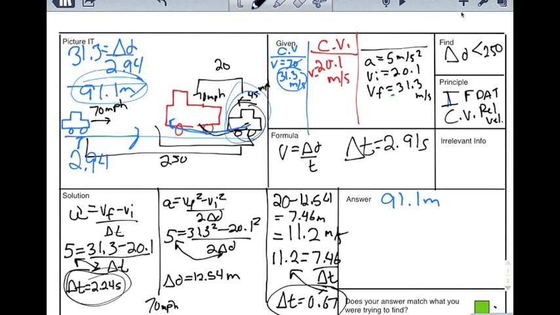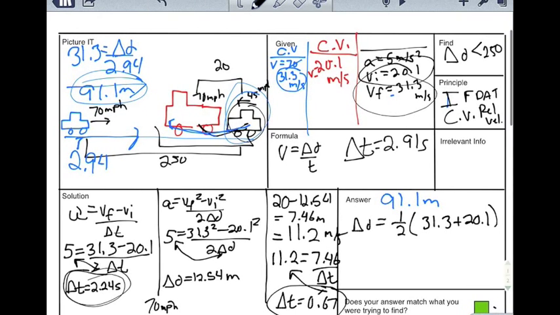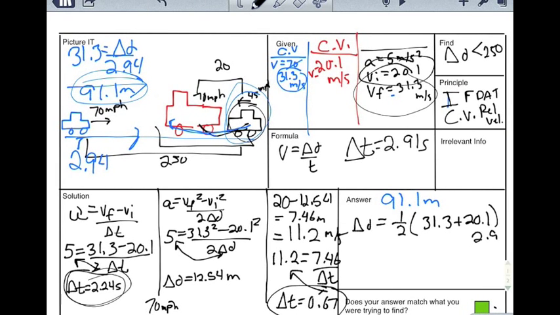So now we need to figure out what the displacement of the black car is relative to the ground as well. So now let's take a look at it. We say, okay, we have a total displacement that we're trying to solve for. We know that the initial velocity relative to the ground was this 20.1. We know the final velocity is 31.3. So now we say, okay, 1/2 of 31.3 plus 20.1, and now we can multiply it by this total time factor that we have here, this 2.91.